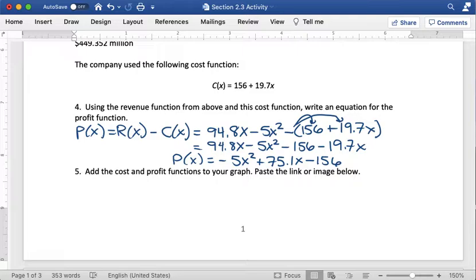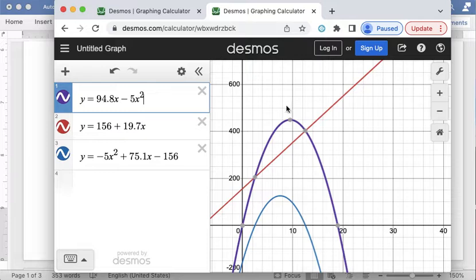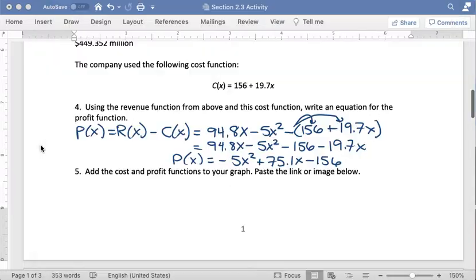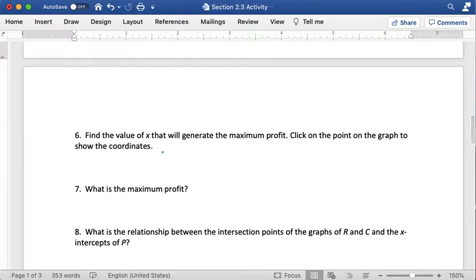So I have already done that. So I'll switch over to that graph. As you can see here, my revenue function is still the purple parabola. My cost function is the red line, and my profit function is the blue parabola. So I have all three of those on the same graph. So I can, again, paste the link or image into my notes for question 5, and then going on to question 6, it says find the value of x that will generate the maximum profit.